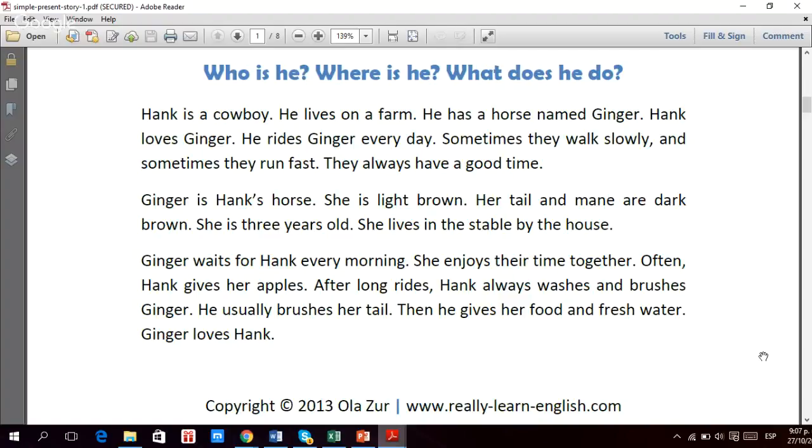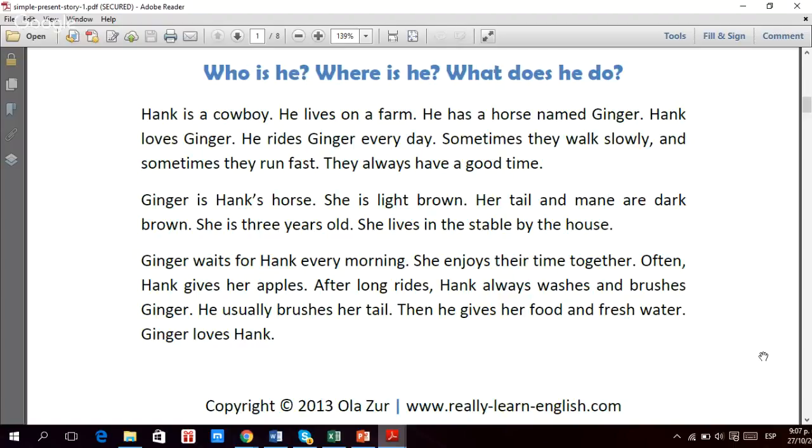Ginger waits for me every morning. She enjoys our time together. Often I give her apples after long rides. I always watch and brush Ginger.